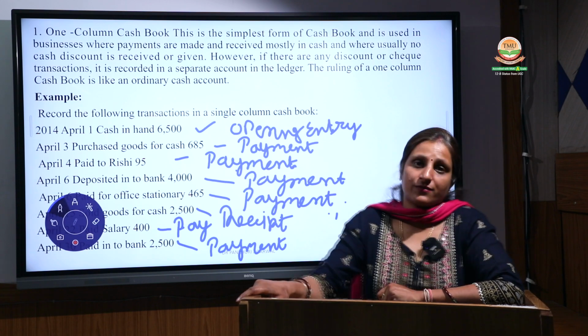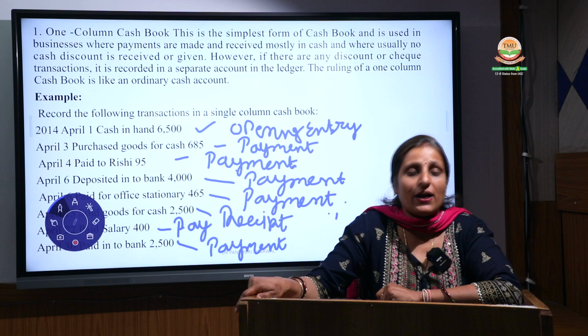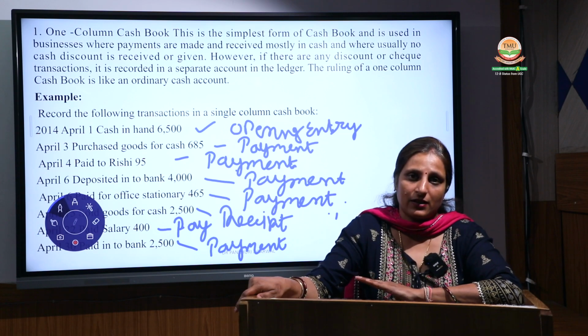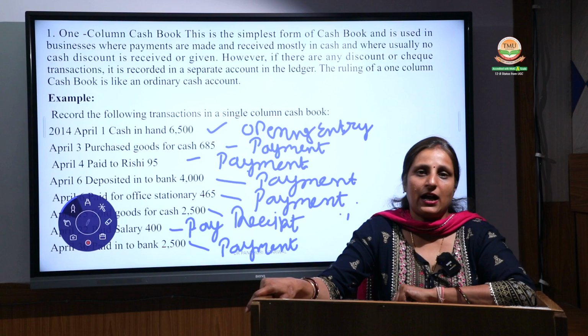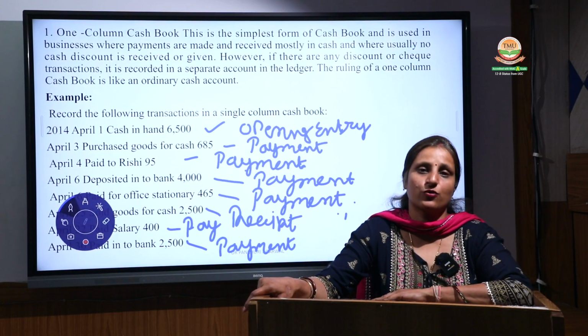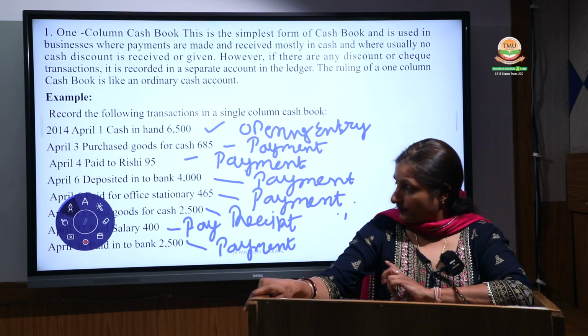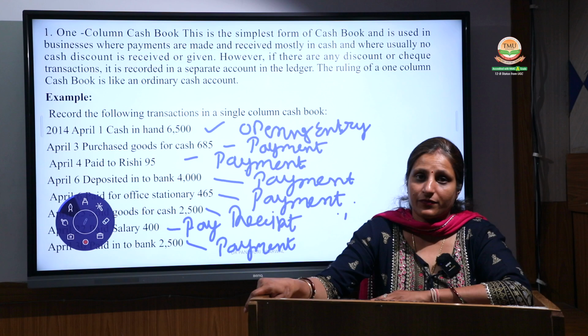Sold goods for cash. Now, you have sold the goods, you will receive the payment. You will get the payment for your sold goods. So it is an entry of receipt.